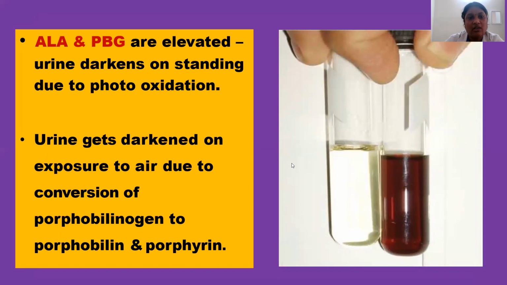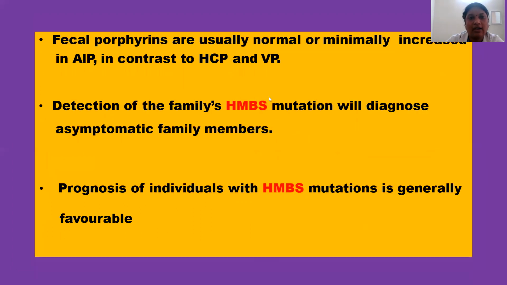ALA and PBG are elevated. Because of this, urine will get darkened on standing for a longer time. When kept at room temperature, it will get darkened due to photooxidation. Urine also will get darkened on exposure to air due to conversion of porphobilinogen to porphobilin and porphyrin. That is the mechanism behind darkening of urine. Fecal porphyrins are usually normal or minimally increased in AIP. We have to screen the family members to diagnose asymptomatic family members.